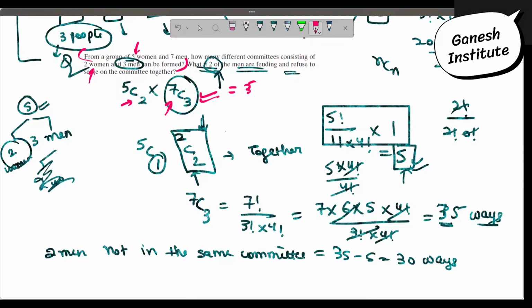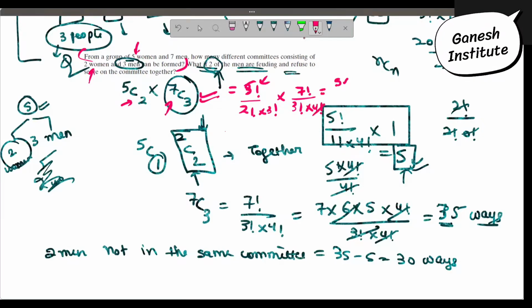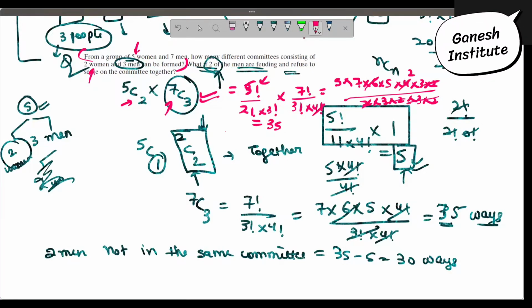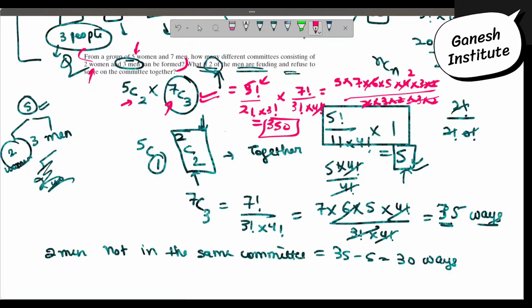Initially, it is how much? 5 factorial, 2 factorial, 5 minus 2, 7 factorial, 3 factorial, 7 minus 3. So 5 into 4 factorial, 4 factorial will be gone. Then 7 into 6 into 5 into 4 into 3 factorial, 3 factorial gone, 2 factorial gone. So 350 is the answer. 350 are the total ways that committees can be formed.